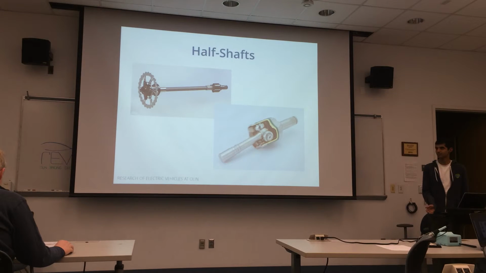And then we have half shafts. Because you have suspension on a car, your wheels are moving up and down. You can't really run a solid rear axle, at least with the suspension setup that we have. So you need to be able to transmit power from the car to the wheels that's able to flex up and down as your wheels are moving up and down.